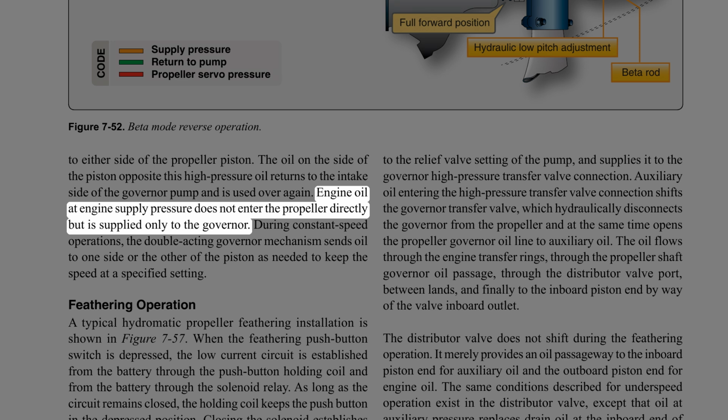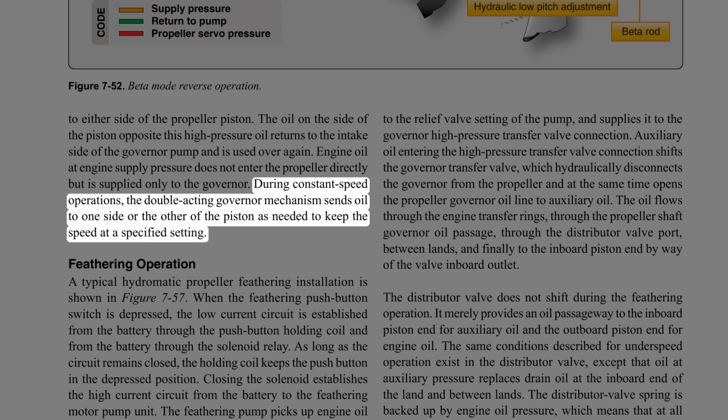Engine oil at engine supply pressure does not enter the propeller directly but is supplied only to the governor. During constant speed operations, the double-acting governor mechanism sends oil to one side or the other of the piston as needed to keep the speed at a specified setting.